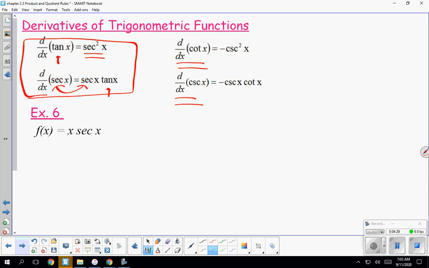The other ones, we could write cosecant as 1 over sine, and then we could just do the quotient rule. So I would not bother with memorizing that unless you really want to.